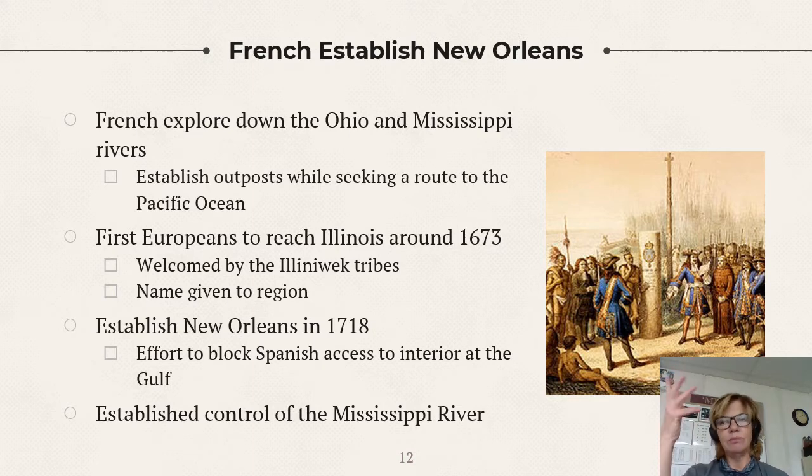So he goes down. Well, before they get there, though, they're trying to find a route to the Pacific, right? Nobody ever wants to be in America. It's like, how do we get to the Pacific Ocean and get to Asia? So they're looking to do that. And as they go, they set up these forts. And they're the first Europeans to go into Illinois. And this is around 1673. They're welcomed by the Illinois Indians. Probably the Indians want to trade with them, right? But that's where we get the name Illinois from, the Illinois, right?